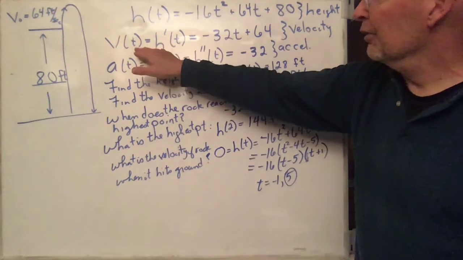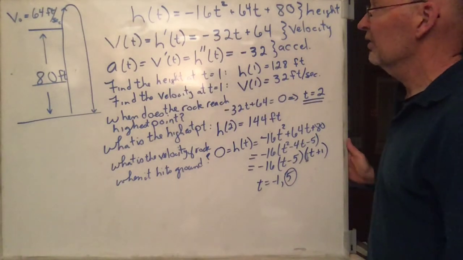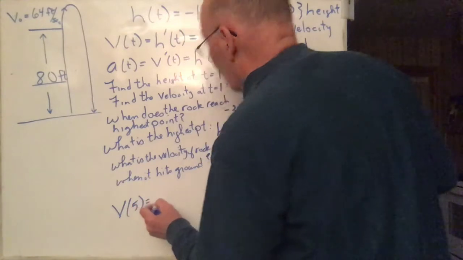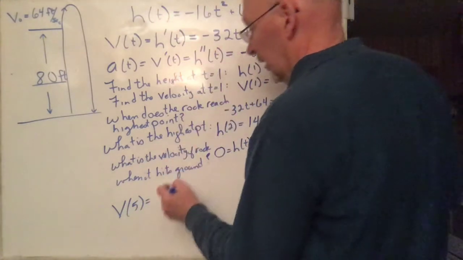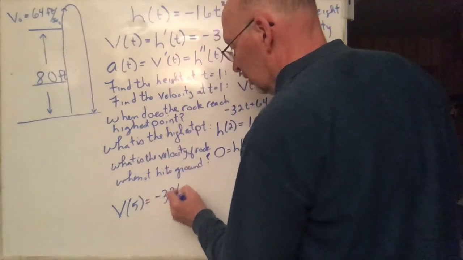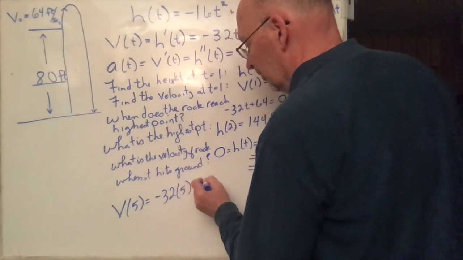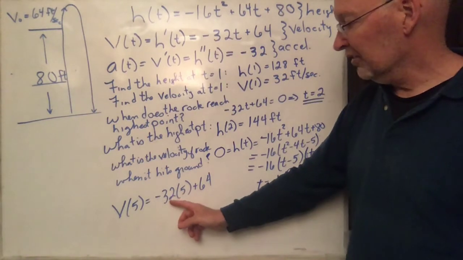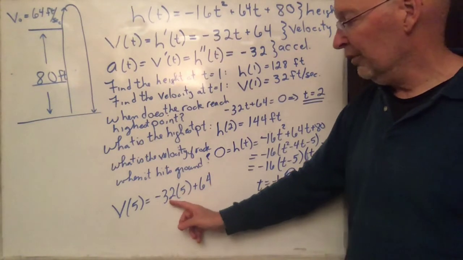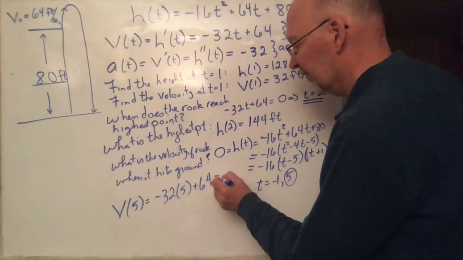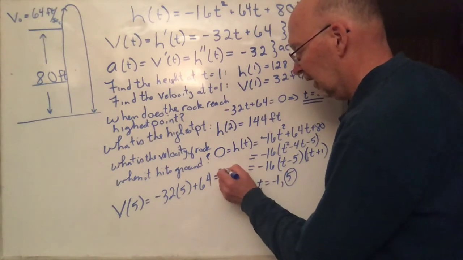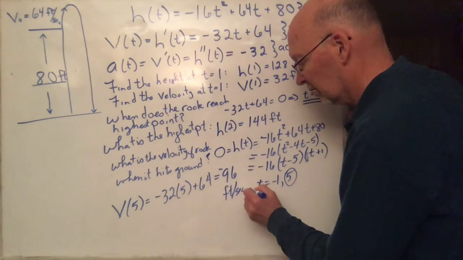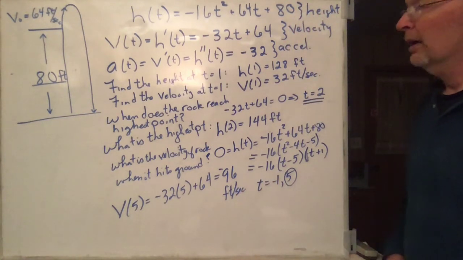So now we can find out the velocity. The velocity is going to be v of 5, which is negative 32 times 5 plus 64. Let's see, I can do that in my head because 2 of these 32s will cancel this one. You have 3 32s left, which is a negative 96. Negative 96 feet per second. So there you go, there's a problem.